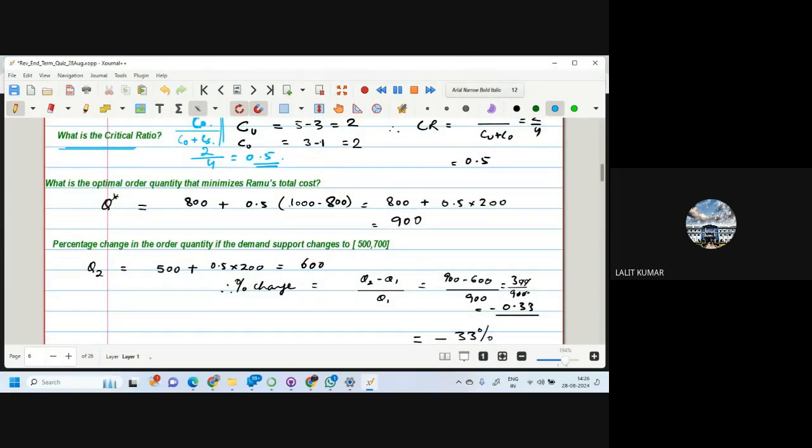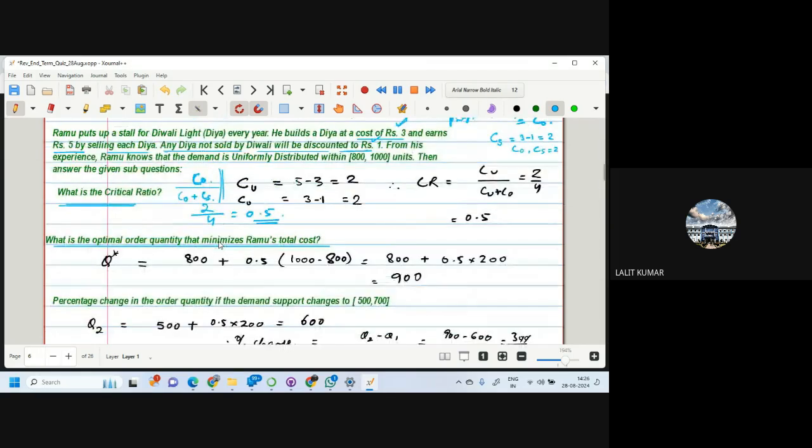What is the optimum order quantity that minimizes Ramu's total cost? So for this, you need the distribution. The distribution in this case has been given as 800 to 1000. So for uniform distribution, the formula is 800 plus the critical ratio times 1000 minus 800, and you get the answer 900.